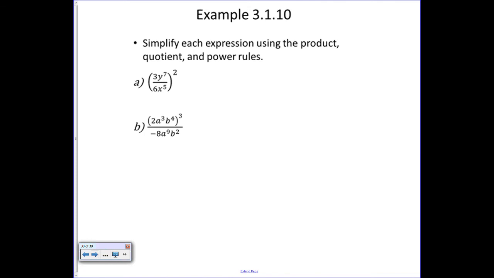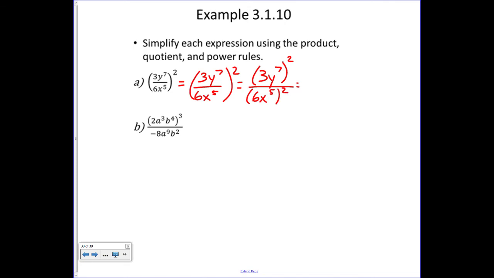So finally, let's take all of these rules that we've learned, and we're going to combine them together in order to be able to simplify these expressions. Here we have 3y to the 7th over 6x to the 5th, squared. Remember, because it's a quotient, we can raise top and bottom to the same power. So that's 3y to the 7th squared over 6x to the 5th squared. And now we can raise each one separately. 3 squared, y to the 7th squared, 6 squared, and x to the 5th squared.